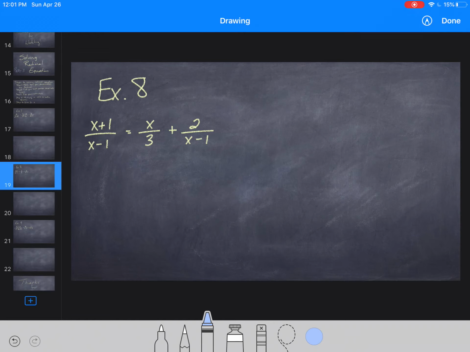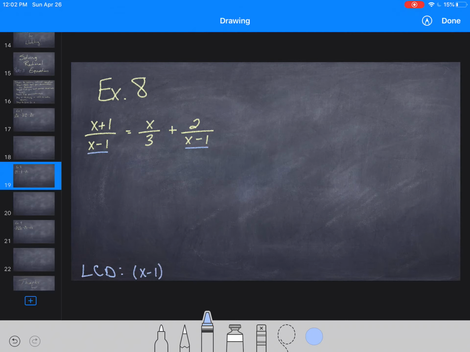Now looking at example 8, I have (x plus 1) all divided by (x minus 1) is equal to x divided by 3 plus 2 divided by (x minus 1). The first step that I need to do is to factor my denominators, but by looking at my denominators, I can see that they are already prime. My second step is to find my least common denominator.